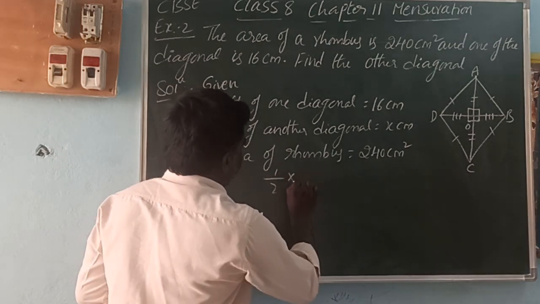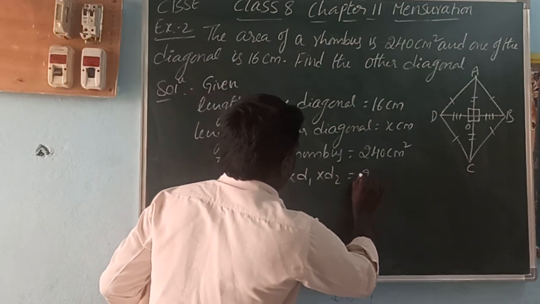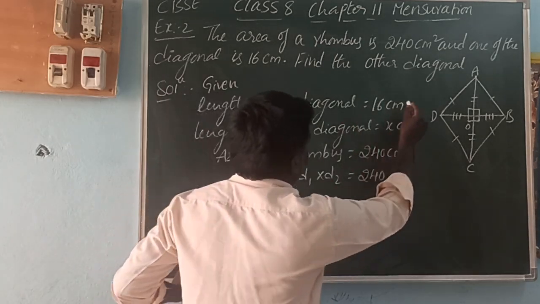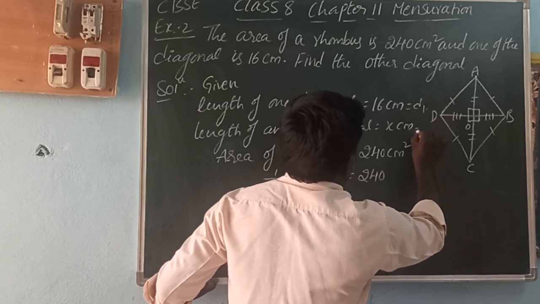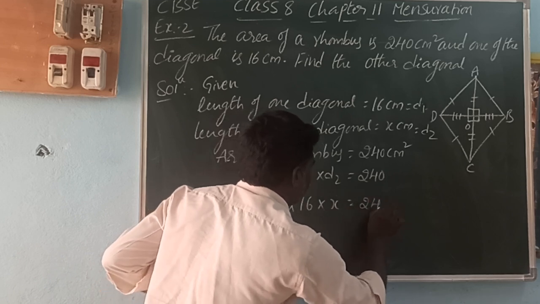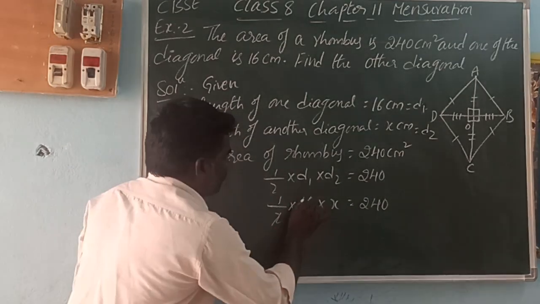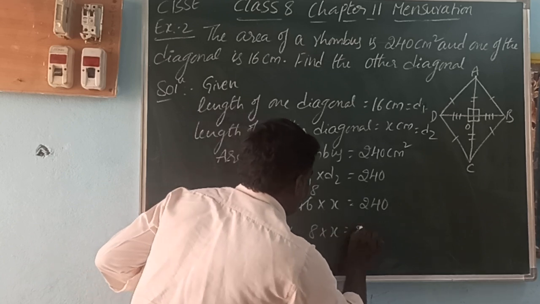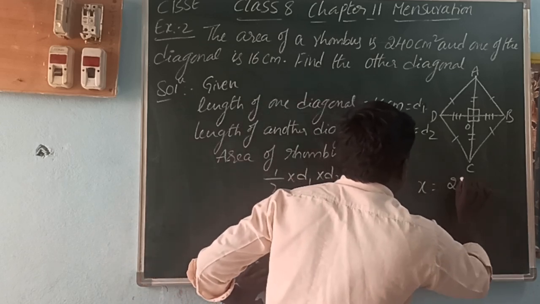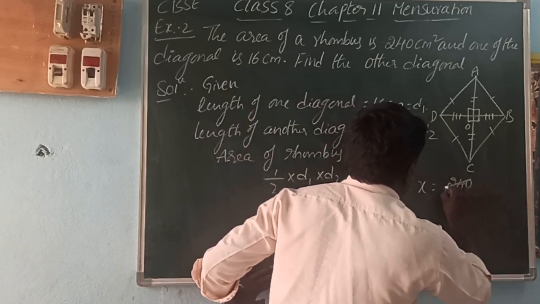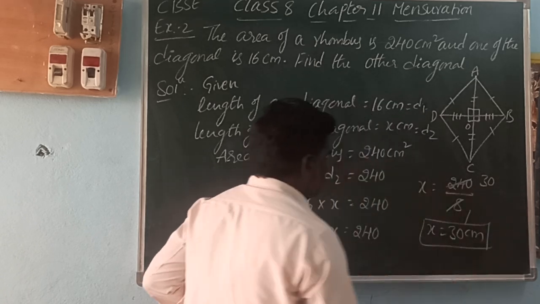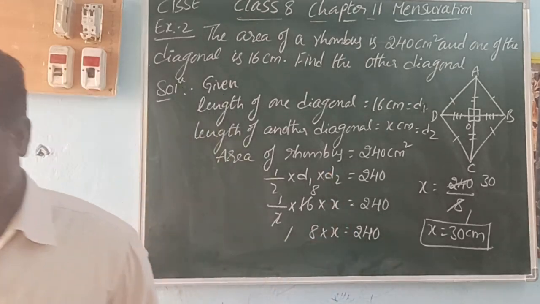Half into d1 into d2 is equal to 240. So half, 1 by 2 into d1, that is 16, and d2 is x. So half into 16 into x is equal to 240. 2 ones are 2, 2 eights are 16. So 8 into x is equal to 240. The 8 multiplied is going to go across as divide. So x is equal to 240 by 8. 8 threes are 24, so x is equal to 30 centimeter. So the length of the other diagonal is 30 centimeter.